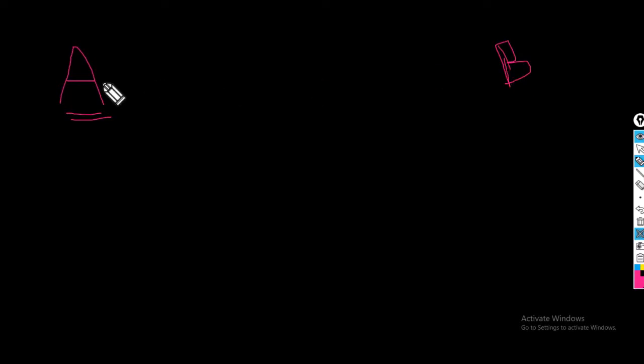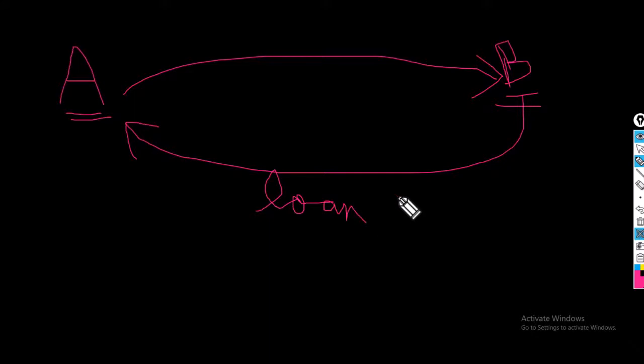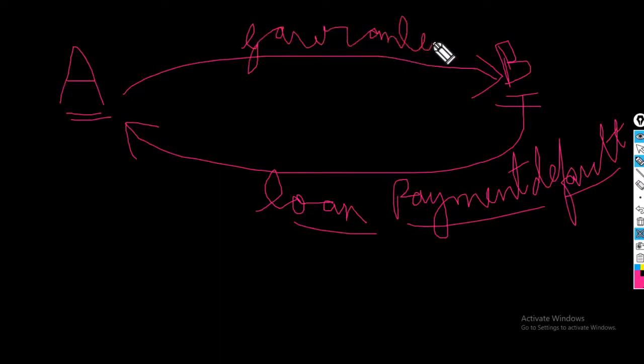Now, company A has given a loan to company B, and company B has defaulted on the loan payment. Obviously, if there is a loan given, there would be a guarantee, and the guarantee was given by a person, the guarantor. Let's name him C.